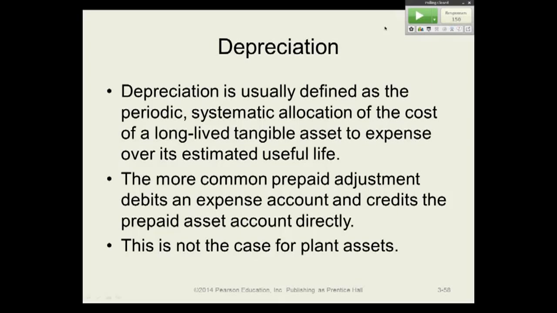So if you go back to the slide that talks about allocation, what I want you to be aware of is that this is really a process of allocating the cost to the future periods of benefit over the estimated life of the asset. This is on slide 58. If you look at the term here, allocation, what I want you to realize is that you're allocating the cost, you're not valuing the asset.